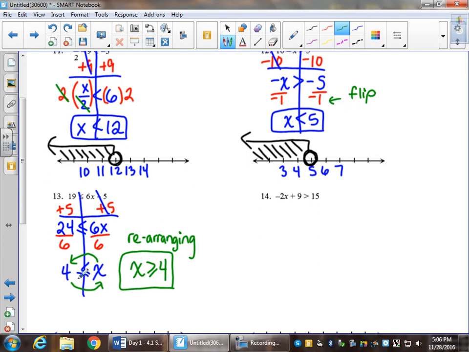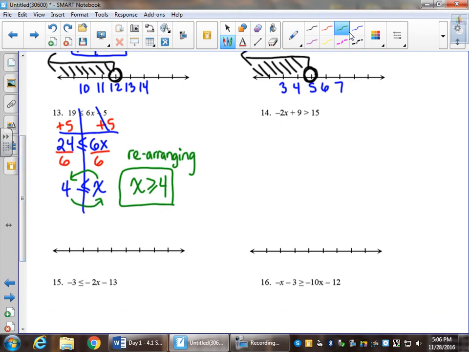Here, these mean the same thing. If I read this starting at x, this says x greater than or equal to 4. This says x greater than or equal to 4. They mean the same. We just rearranged so that the variable comes first. Let's get some numbers on our number line. 3, 4, 5, 6, 7 is good.